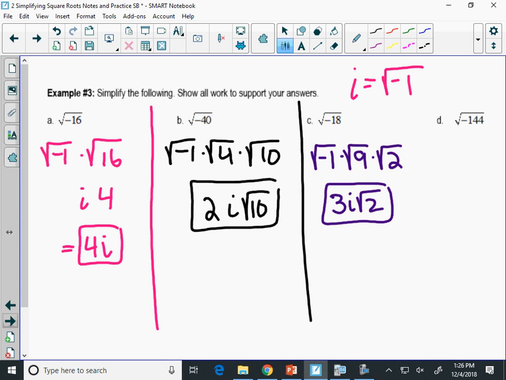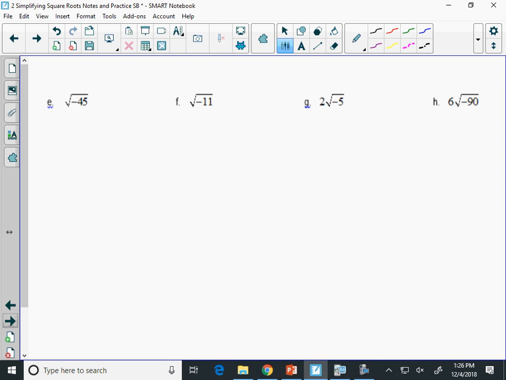Let's look at a couple in the next row, and then we'll give you some time to work on your practice. So let's pick 2 of them in this row. Which ones do you want to do? F and H. F and H works.